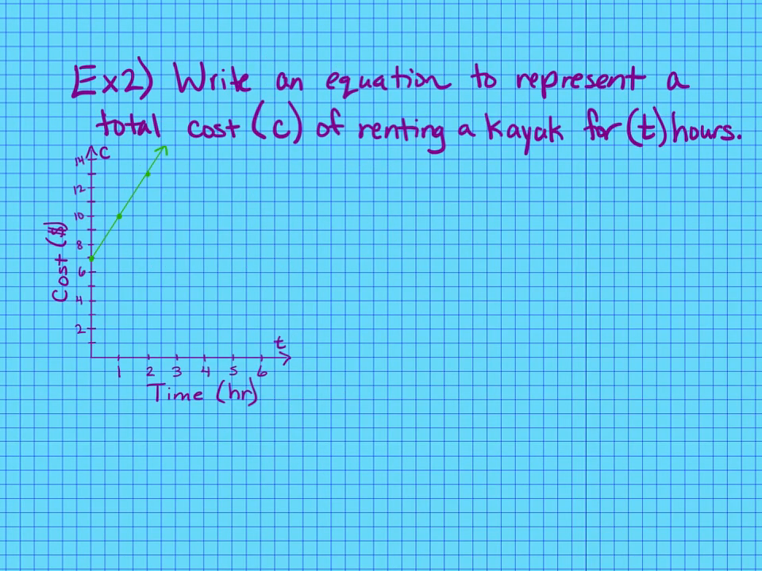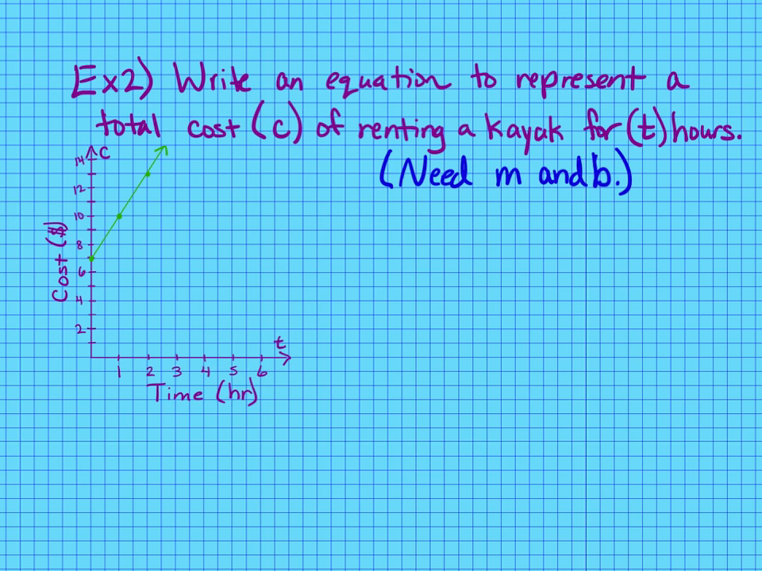Example 2, write an equation to represent a total cost C of renting a kayak for T hours. Notice that in this problem you're given a graph. We still need to find the same pieces of information. We need the slope m and the y-intercept, which is the b, which we also call an initial value.